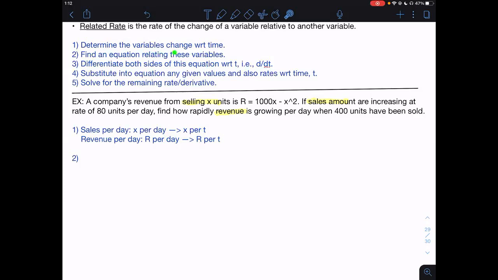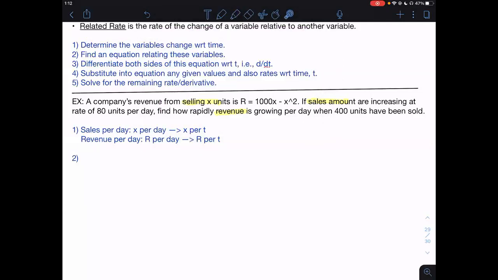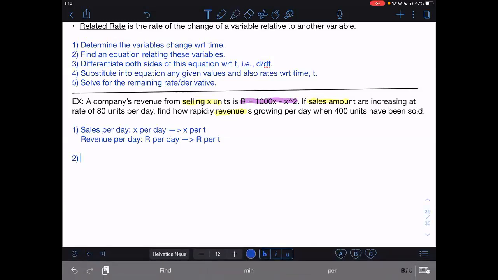Second step, find an equation that's relating our two variables of interest, which is given to us directly in this problem. What is the equation that's given to us that's relating the amount that we sell per day and the revenue that we make? Right there in the revenue function. So here we have that revenue equation already that's relating X and R. Our equation relating our two variables is R equals 1000X minus X squared.